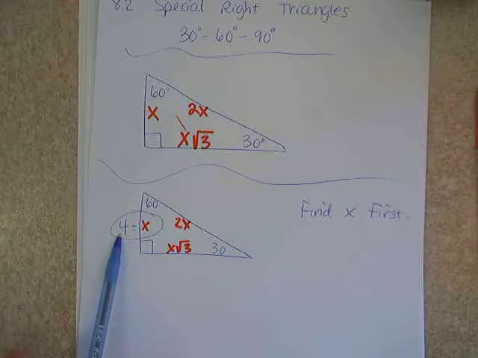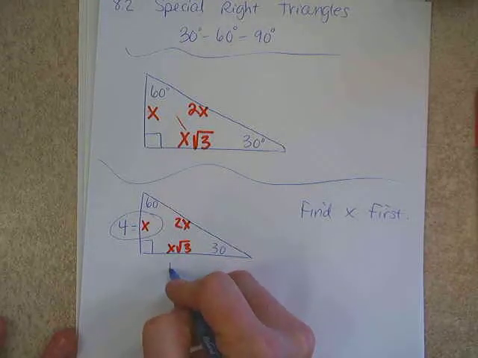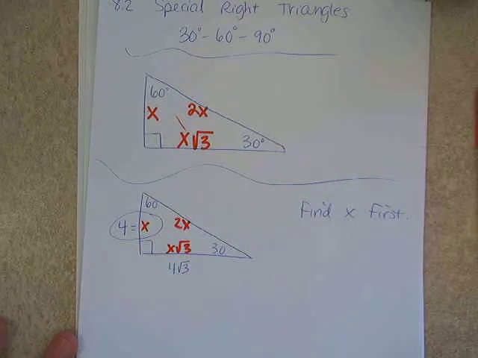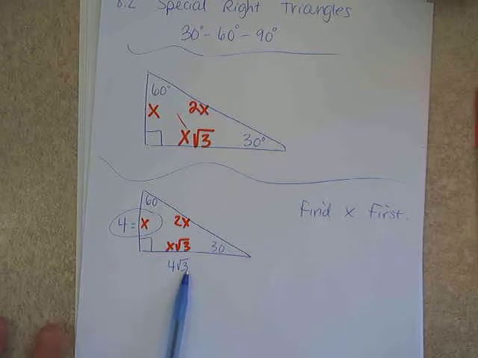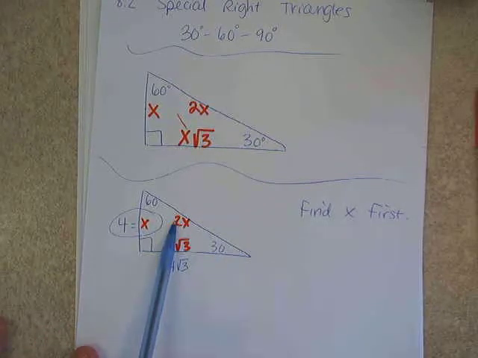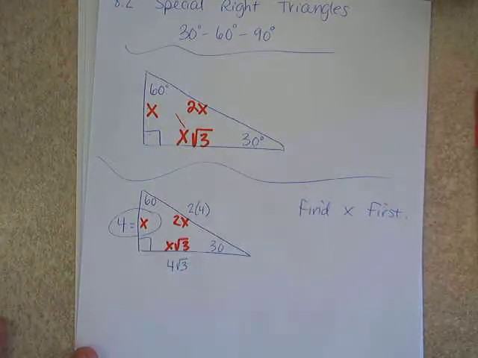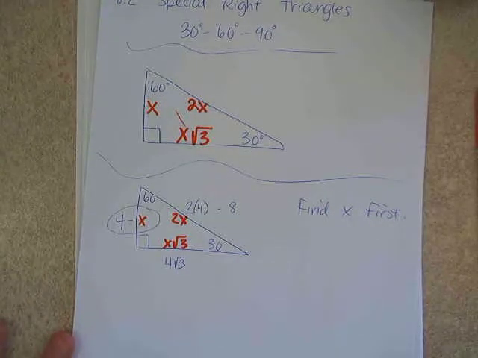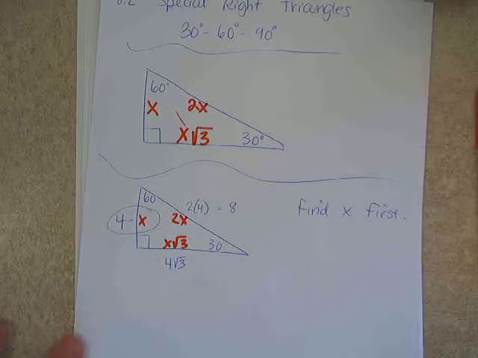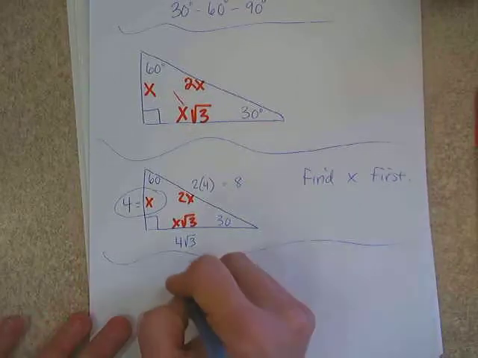I'm going to substitute 4 where I see x, and if necessary, I'm going to simplify. So down here, if x is 4, then this must be 4 radical 3. No simplifying necessary for that. Then I'm going to go over to the hypotenuse. If x is 4, then this would be 2 times 4, which would be 8. Okay, so I got all 3 sides of my triangle just from one piece of information.